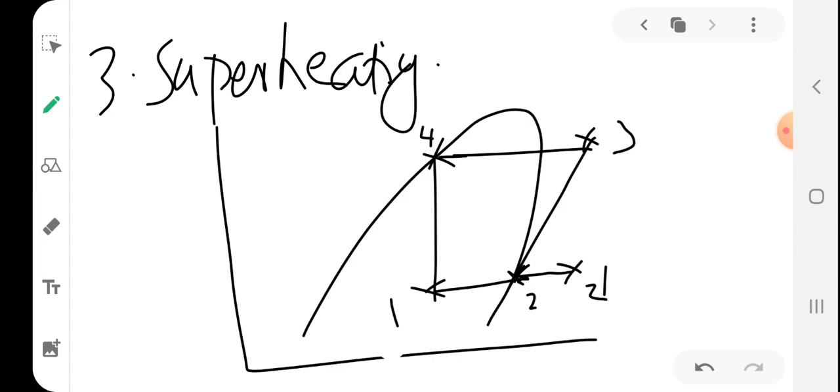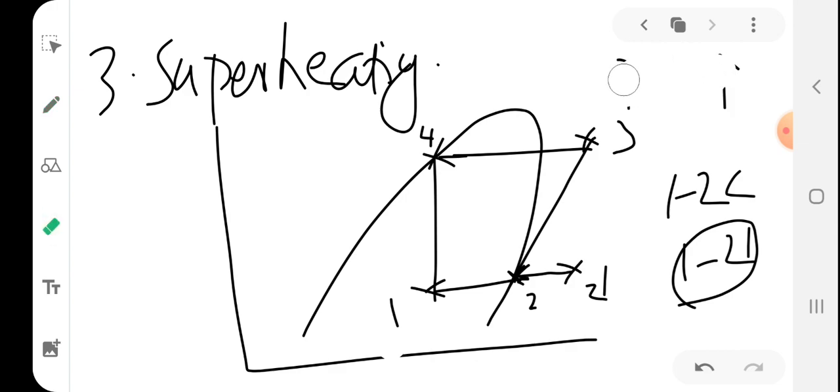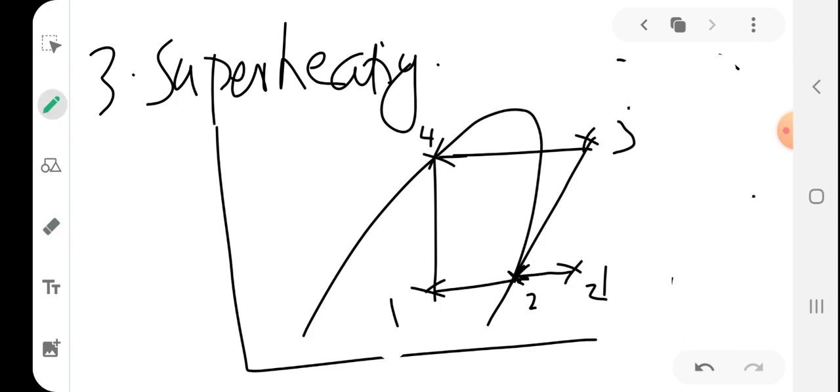So what will happen? The refrigeration effect is increased because 1 to 2 is less than 1 to 2 dash. So the new refrigeration effect is 1 to 2 dash, so it is increased. If it is increased, the compression will be like this, to 3 dash. This is the same pressure. So 3 dash to 4, 4 to 1.